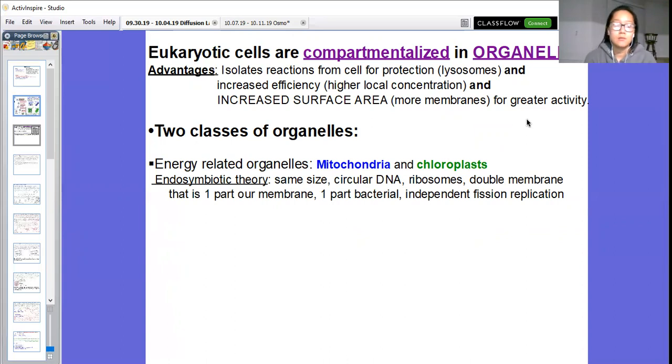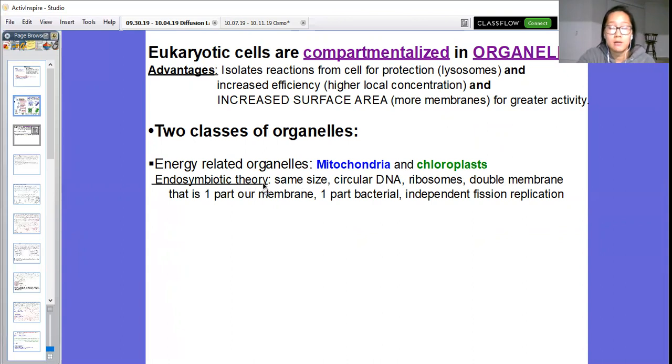So like we've been discussing, there are two classes of organelles. There are energy-related organelles like mitochondria and chloroplasts, and then there are the other organelles that were originally just part of a cell that bacteria have, that archaea have, right?